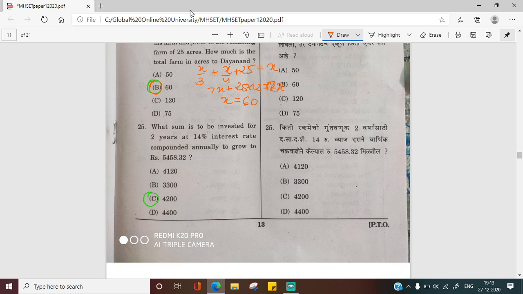One question is from compound interest. What sum is to be invested for 2 years at 14% interest rate compounded annually to grow to 5458.32? So you have to find the amount. Amount is equal to P times (1 plus r upon n) to the power n into t. When you solve this, you will get the answer as option C, 4200.